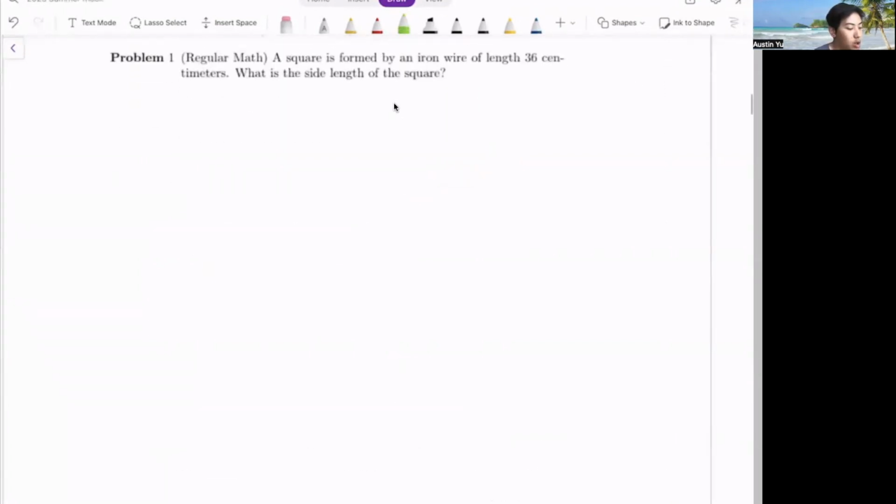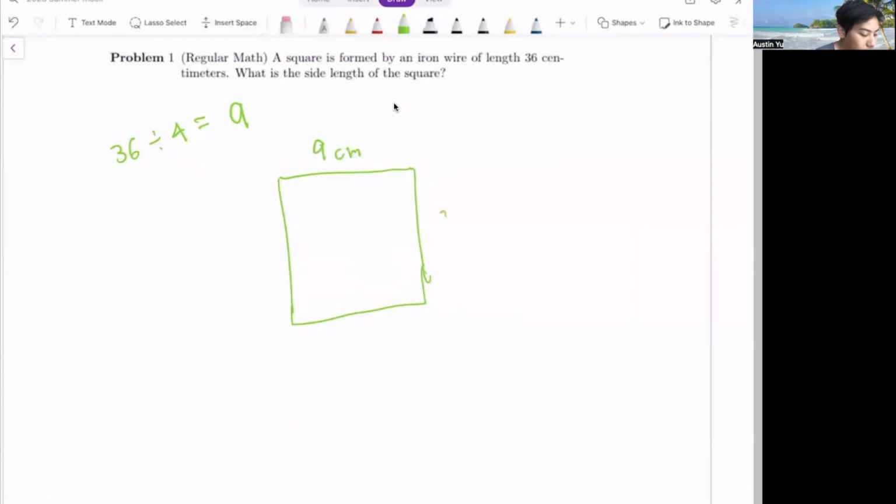Problem 1. A square is formed by an iron wire of length 36 centimeters. What is the side length of the square? We see here that a square, since all of them are the same side length, as we just recalled from the top, this is made up of a 36 centimeter wire. And since there are four sides, we need to split 36 equally into four different sides. 36 divided by 4 would just be 9. So that means that each side is 9 centimeters. So therefore, 9 centimeters is your answer.